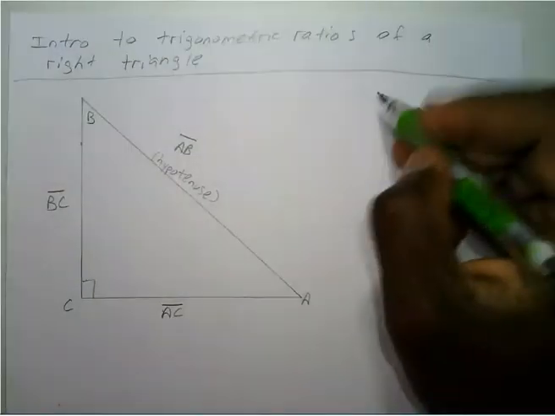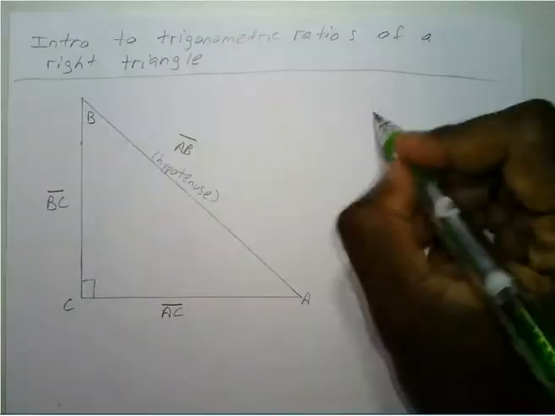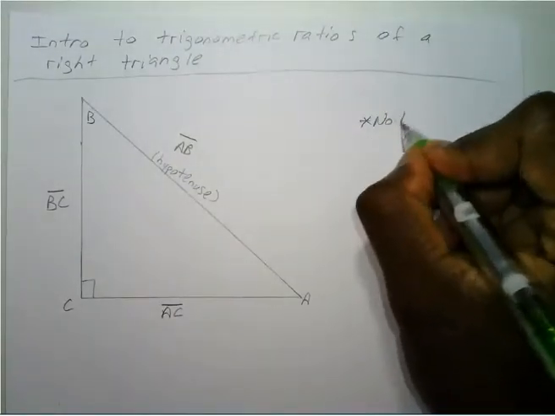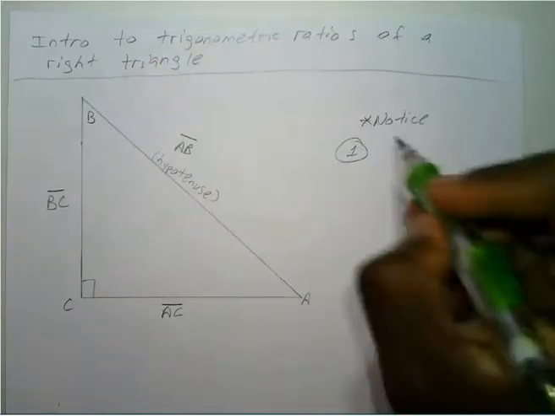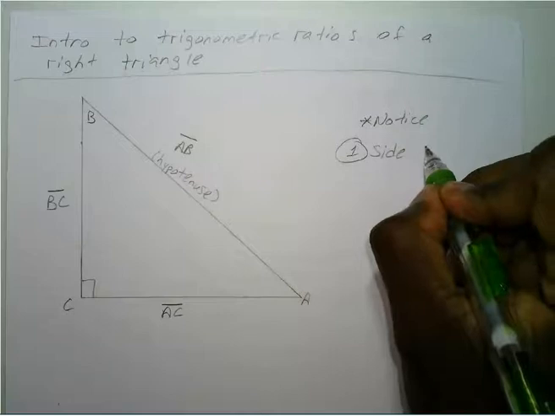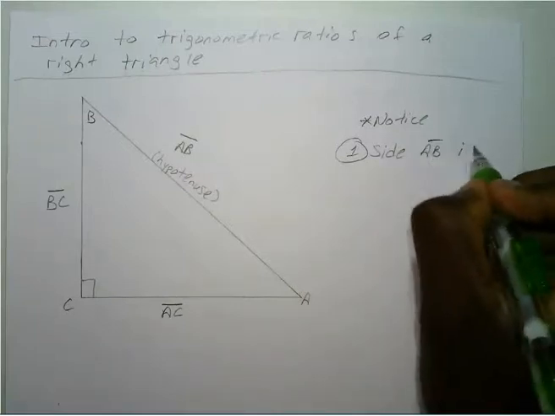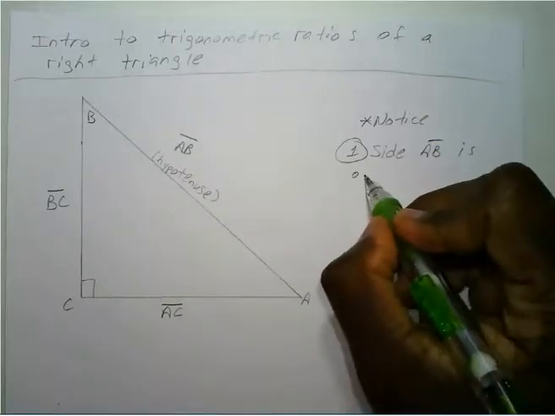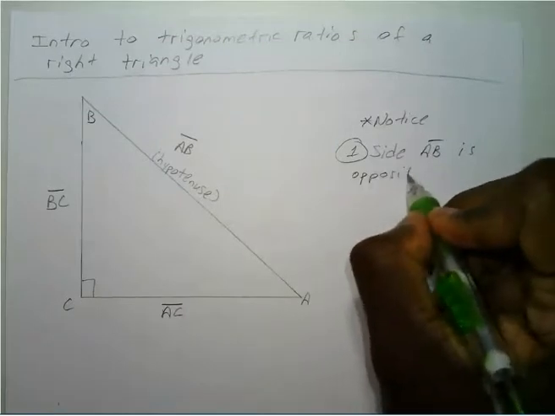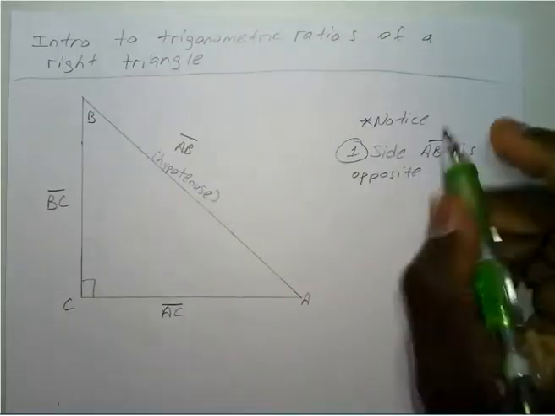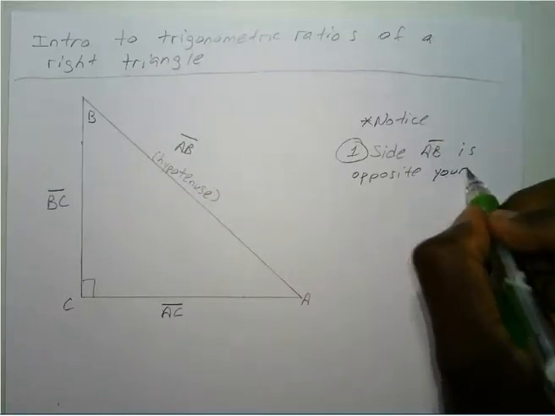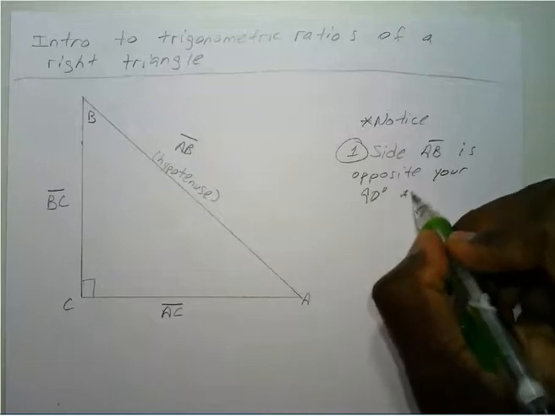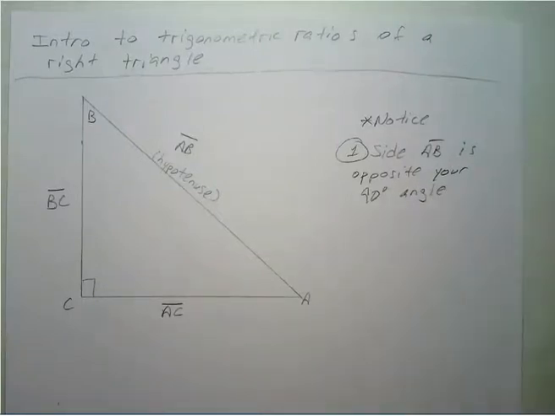Now, these are the things you're going to have to notice here. The first thing you have to notice is that side AB is opposite your 90-degree angle. Remember, AB is your hypotenuse.